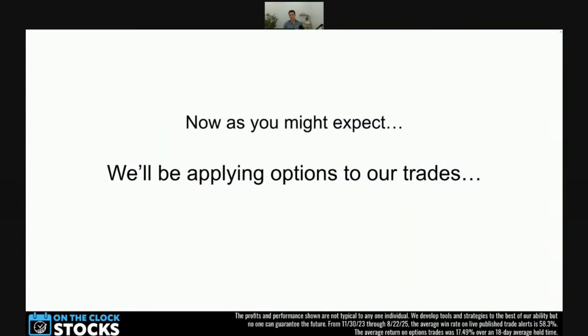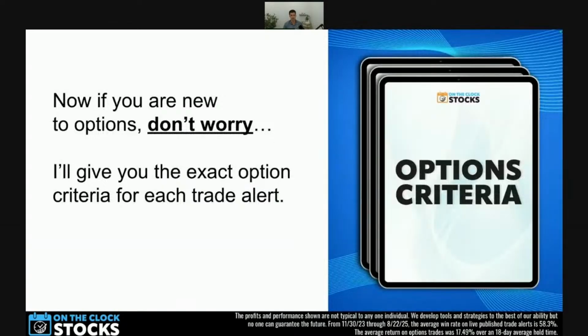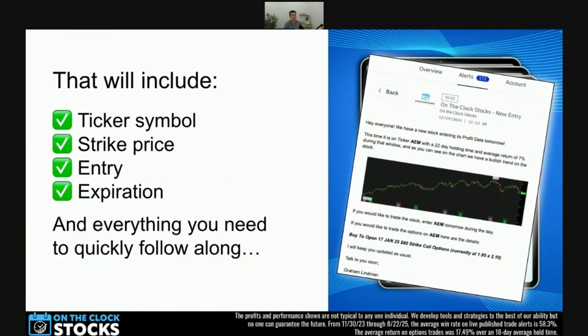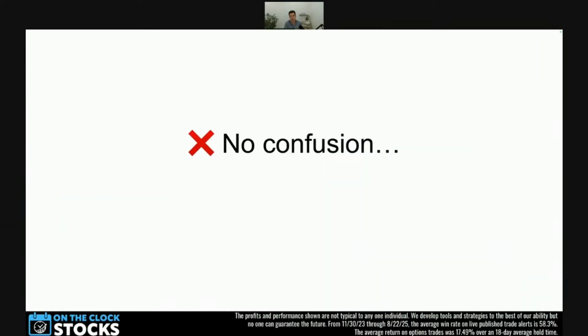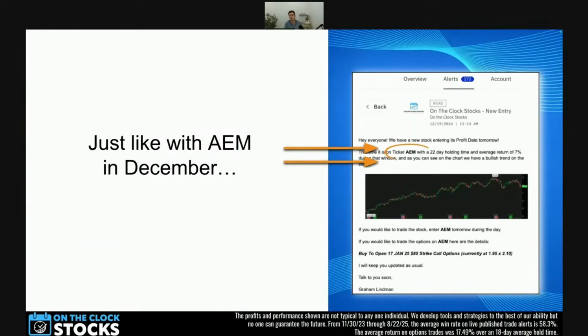last decade. Now, as you might expect, we'll be applying options to our trade as well. It's what's helped us achieve such large returns in such a short amount of time. Now, if you're newer to options, don't worry about it. I will list out the exact option criteria for each trade alert. That includes the ticker symbol, strike price, entry expiration, and everything you need to quickly follow along. There's no guesswork there, no confusion. With just a few minutes each week, you can enter these trades on your computer, cell phone, or tablet.